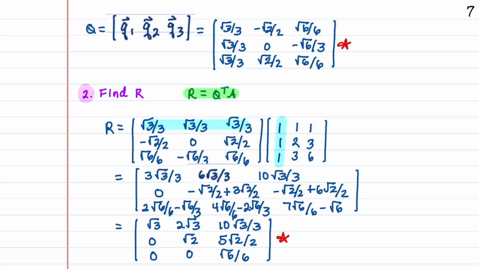Notice that R is an upper triangular matrix. It's always good to check that. If you find that R is not an upper triangular matrix, that means there's a mistake somewhere in your calculation, and you can go back and find where you made that mistake.